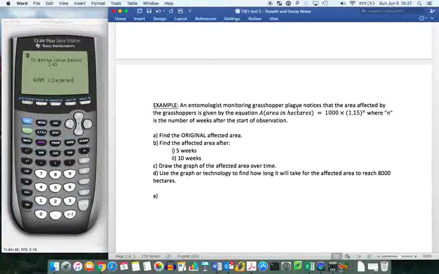So basically you're finding the area when n is equal to 0. And we have said previously that anything to the power of 0 is equal to 1.